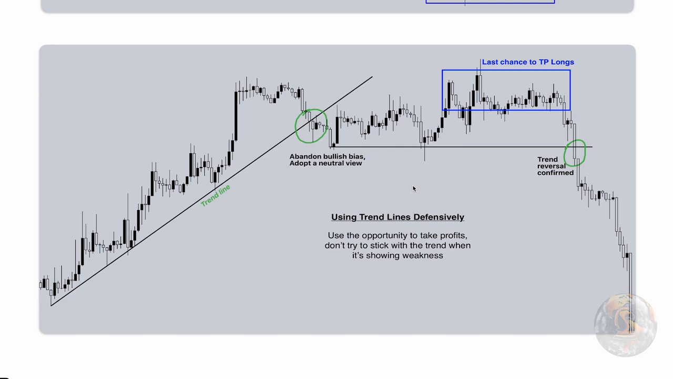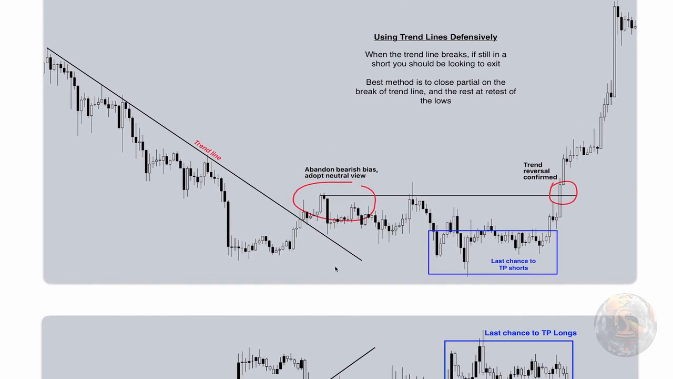You should use the opportunity to take profits. Do not try to stick with the trend when it's showing weakness. Now, on rule number 2, don't exit your position immediately either. There are many instances where you have a trend line fake out and it continues higher, or a trend line fake out and it continues lower.